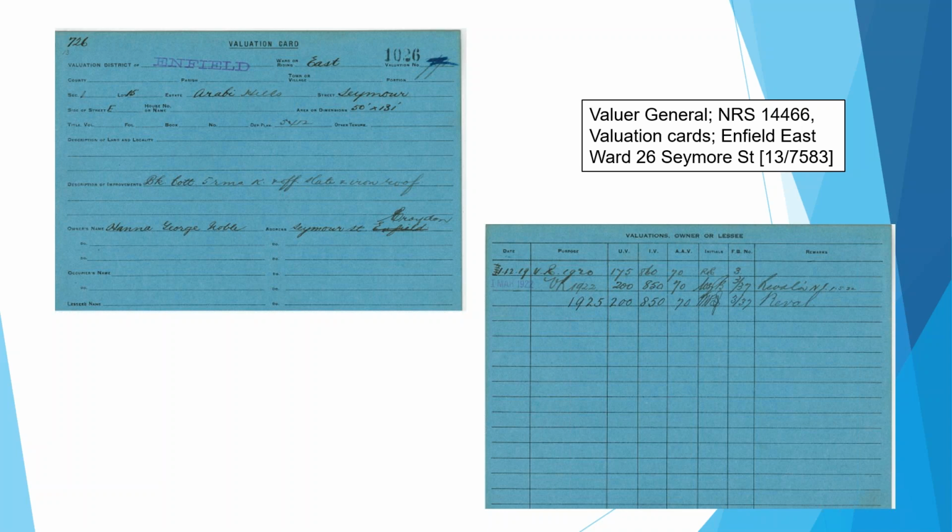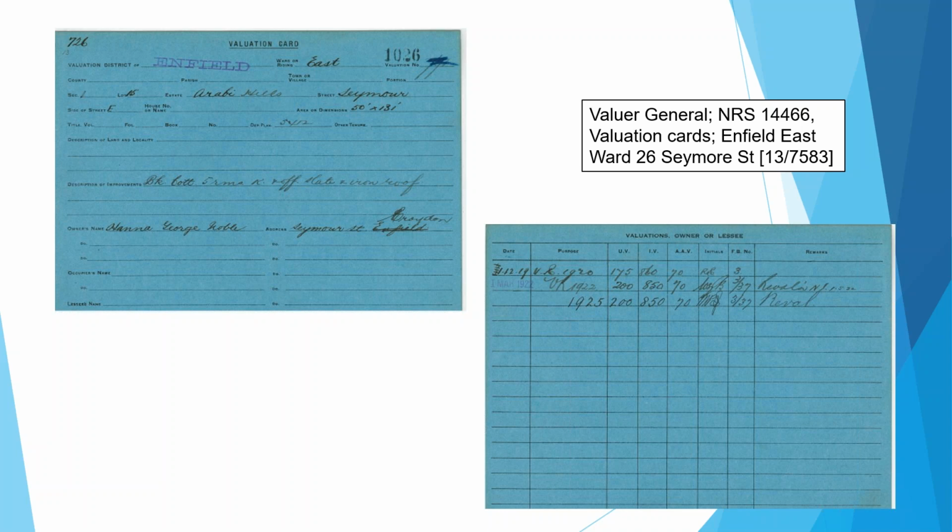It tells us again the same information that we knew before. So it's another way to approach your research for your house and property. If you knew where the property was but not who owned it, you could be looking at valuation records at particular times, and that would give you the information of who the owner was at particular times.